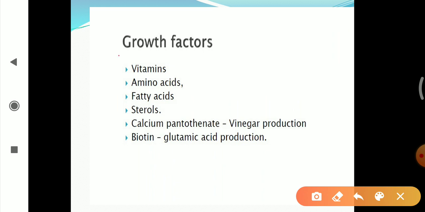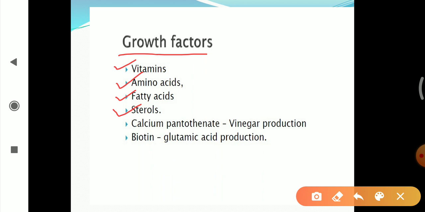Microorganisms are not able to synthesize all their growth factors. So, we need to supply some of the growth factors in the fermentation medium. The most commonly required growth factors are the vitamins, amino acids, fatty acids, sterols.